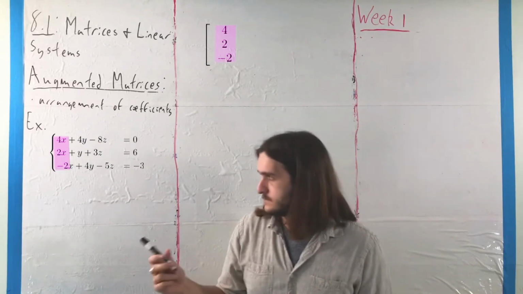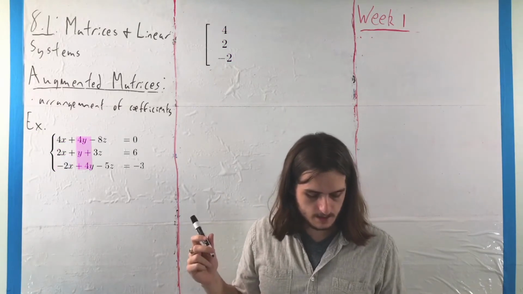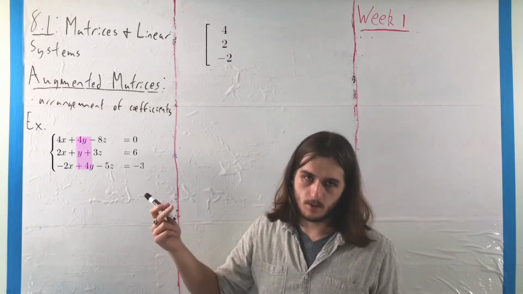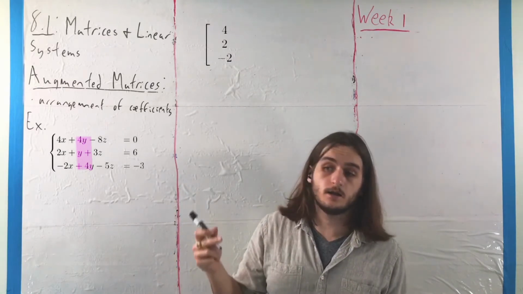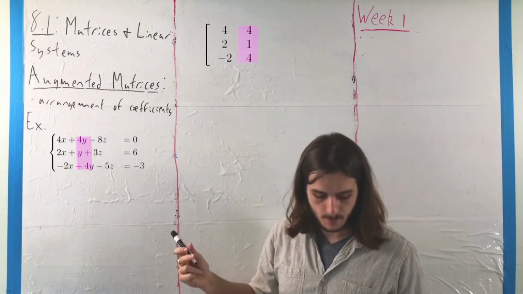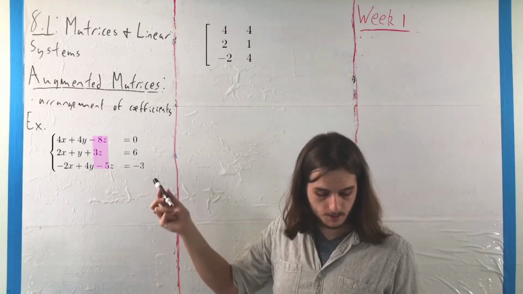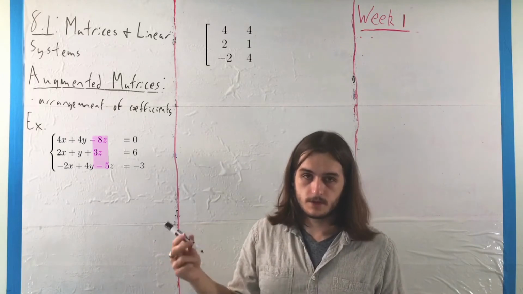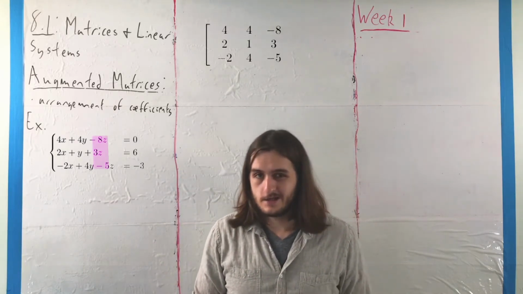And then we can go into the y values, and see that we have a 4, a y by itself, so a 1, and then another 4. So our second column is going to be 4, 1, 4. Then we look at the z's. We have a -8, a 3, and a -5. So our selections will go like so.